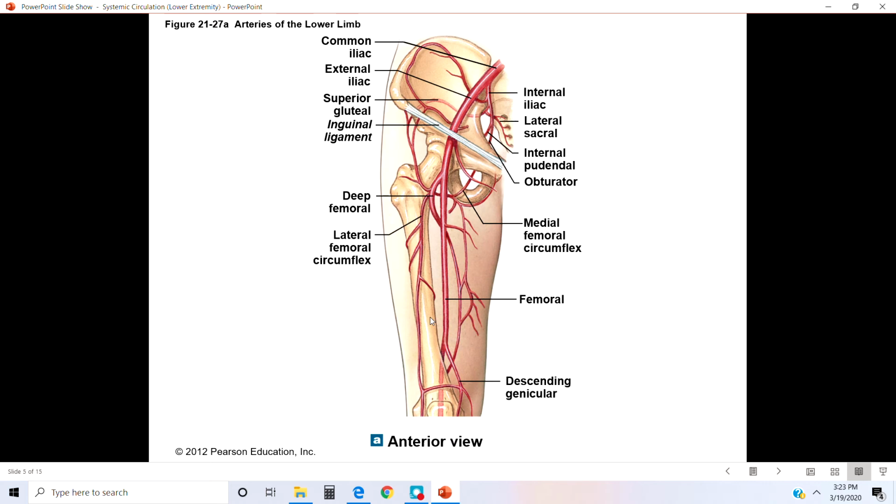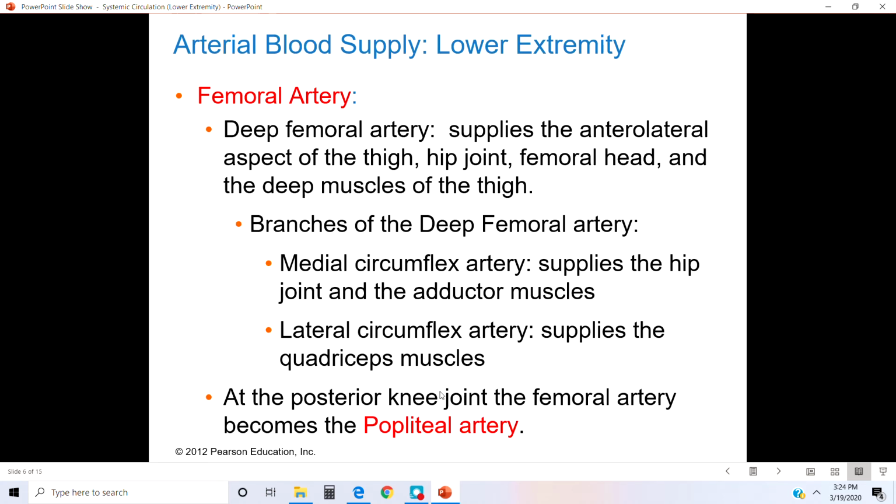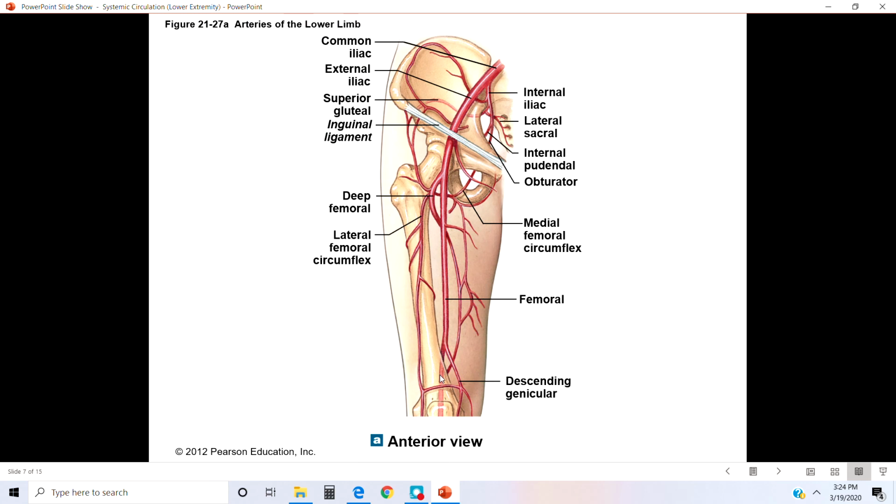So let's see. Right about here, guys, you can see here's the femoral artery coming down. Right about here is where the adductor magnus muscle will be. There's actually a hole in the adductor magnus called the adductor hiatus, and the blood vessel goes right through there, and then it comes out the back of the knee, and then back here, this is going to be the popliteal artery on the other side. And same thing, here's the popliteal artery on the other side.